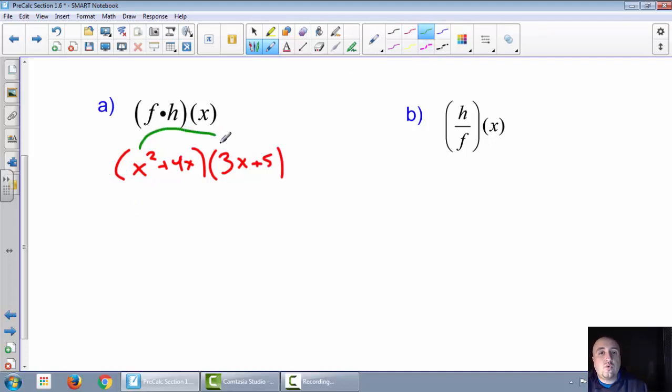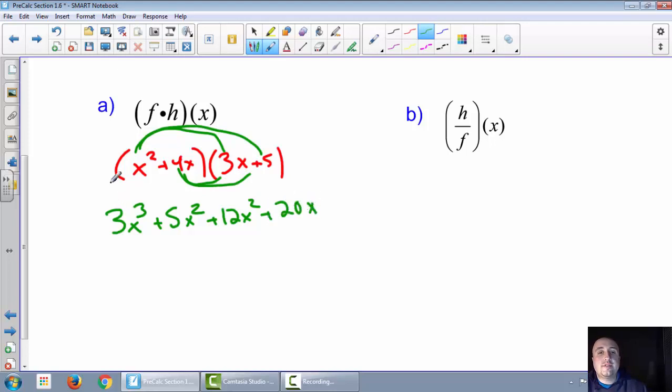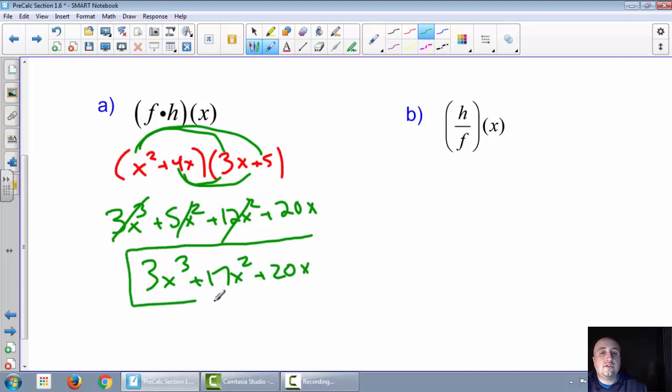Okay, so x squared times 3x is 3x cubed. x squared times 5 is 5x squared. 4x times 3x is 12x squared. And 4x times 5 is 20x. All right, so let's see what we have here. So I have a 3x cubed. That's done. 5x squared plus 12x squared is 17x squared. And then we have a plus 20x. Okay, so there is our multiplying of two functions.